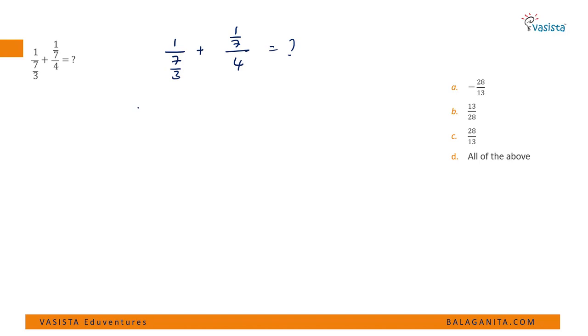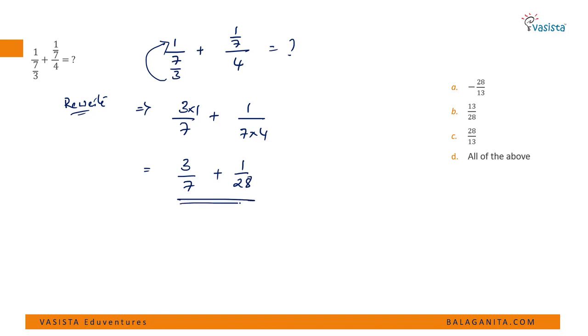So this we can rewrite. After simplifying, this will become 3 by 7. This goes upwards, that is the numerator, plus, the denominator of the numerator will come to the denominator only. This will become 3 into 1 here, 1 by 7 into 4, which is nothing but 3 ones are 3 by 7 plus 1 by 28.